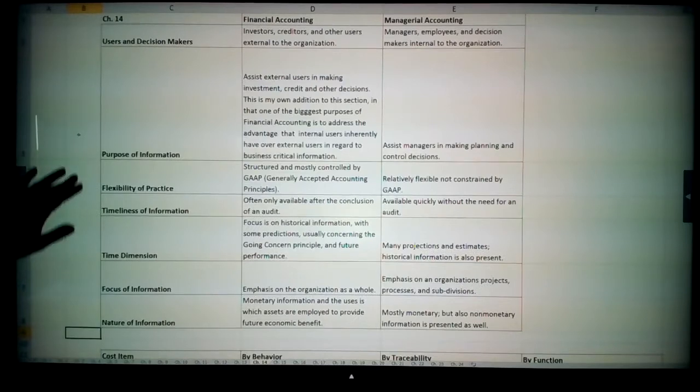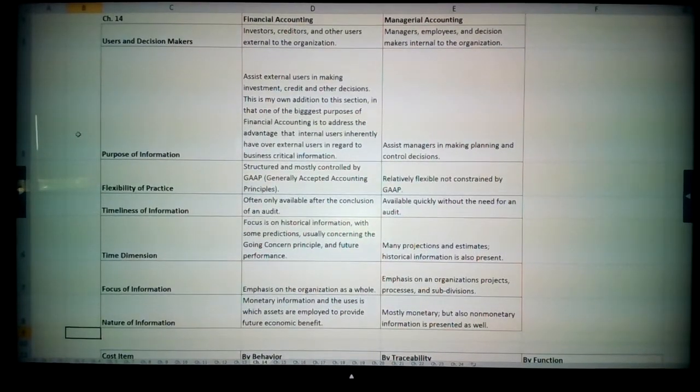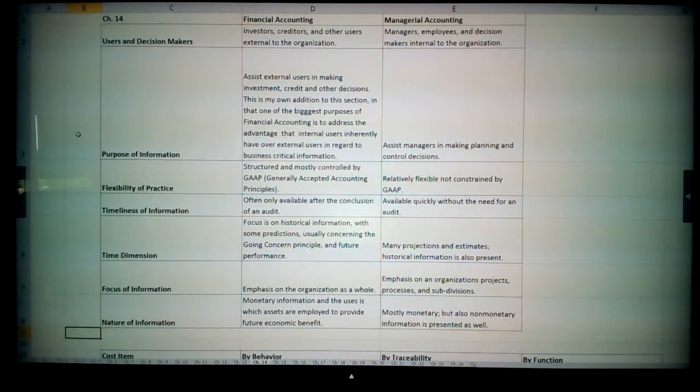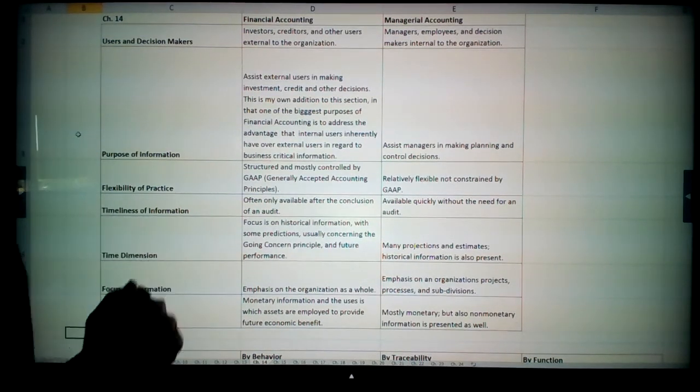But that's managerial accounting, a quick sum up and comparison. Sorry, I'm interrupted again. As I was saying, managerial accounting, a quick comparison with financial accounting, and a review of concepts, chapter 14 in the book.